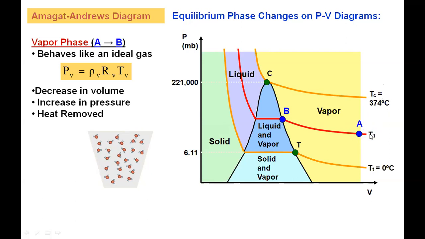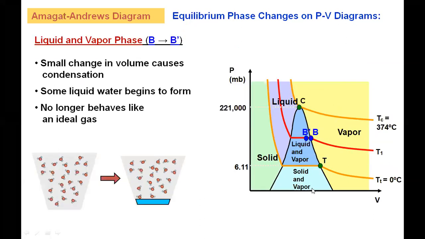So what happened when going from A to B? In this case, the pressure of vapor equals rho للفيبر في R للفيبر في T للفيبر, the temperature للفيبر. And here is the volume. In this case, we have a decrease in volume. You can see from A to B, the volume decreased, and also the pressure increased. And heat is removed.